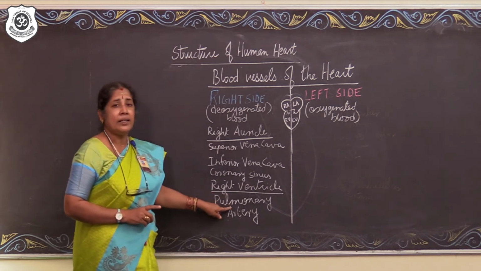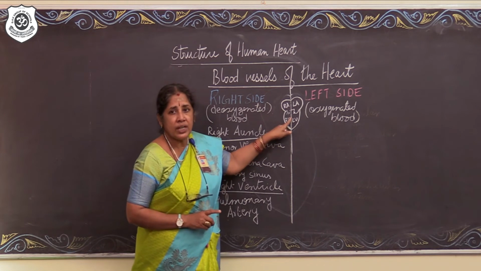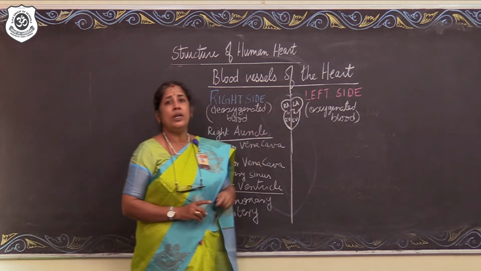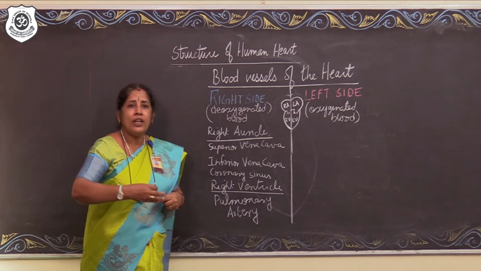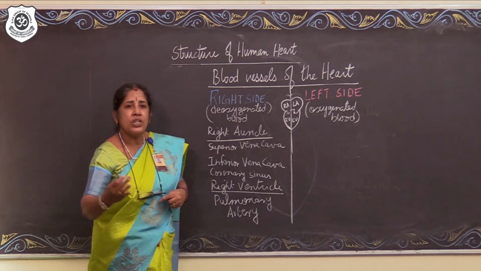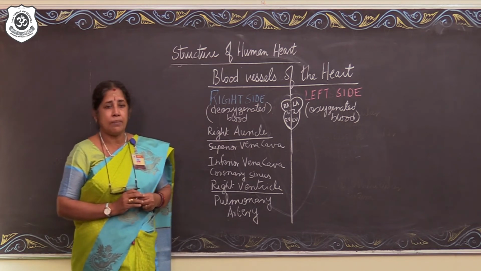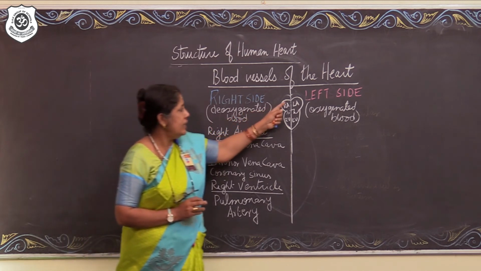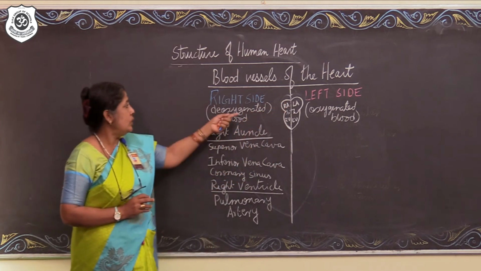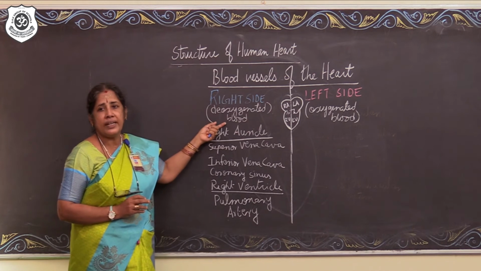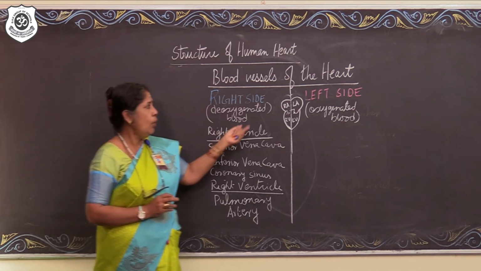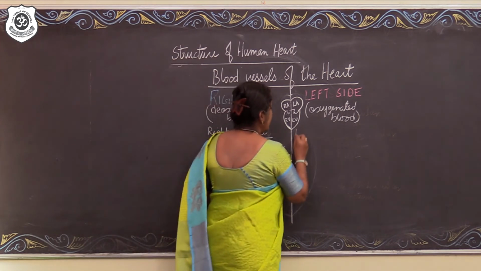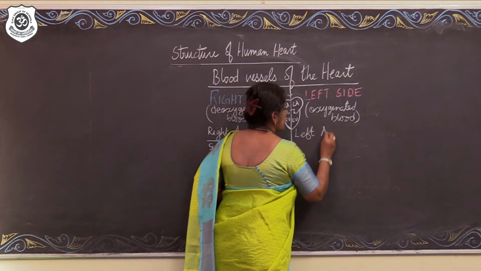So the pulmonary artery arises from the right ventricle and it divides into two branches, entering into the two lungs where the carbon dioxide is sent out and oxygen diffuses back into the bloodstream. So these are the blood vessels that remain connected to the right side of the heart, which deals with deoxygenated blood. Now, coming to the left side. The left side of the heart, so first we will look at the left auricle.